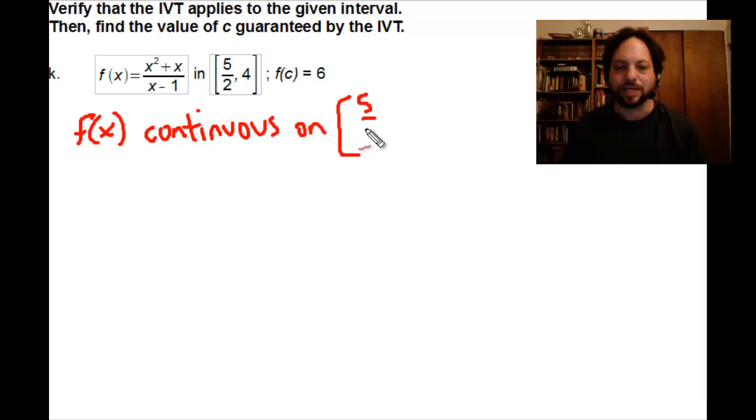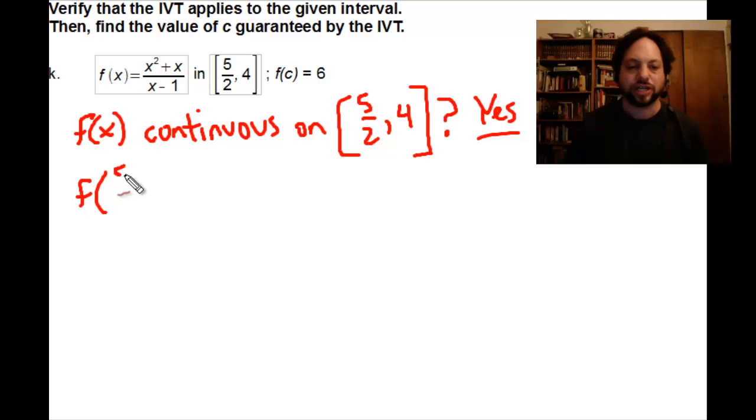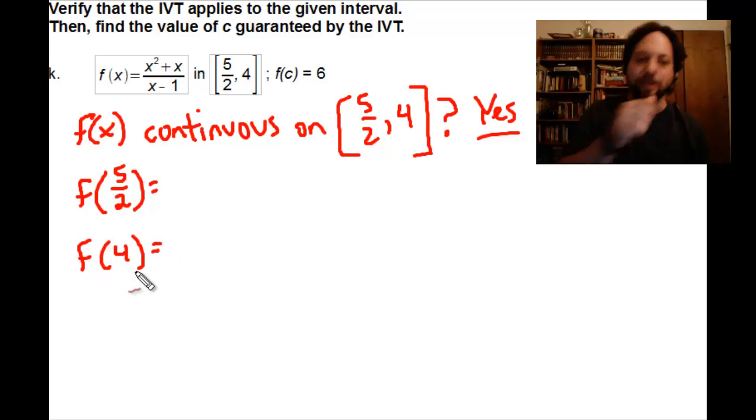You might say to yourself, well, f of x is not continuous because something happens at x equals 1. However, I would argue that it doesn't matter what happens when x equals 1 because our interval starts at 5 halves. Is f of x continuous on this interval? Yes, it is. So we passed the first condition. Now what we need to do is check the values of f of 5 halves and f of 4. Feel free to go ahead and give that a shot.